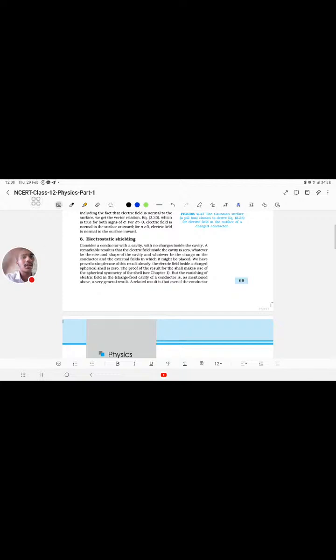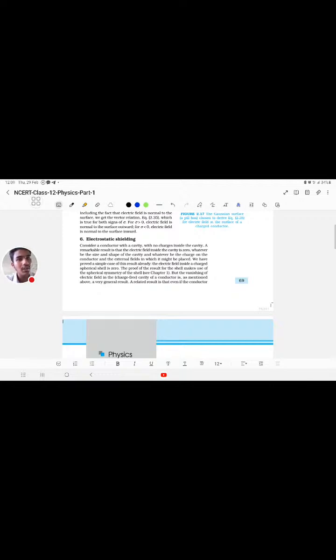So let's say I'm considering a conductor with a cavity, and there are no charges inside the cavity, and the remarkable result is that the electric field inside the cavity is 0, whatever be the size and shape of the cavity, the charge on the conductor and the external field in which it might be placed. We have proved a simple case of this result already.